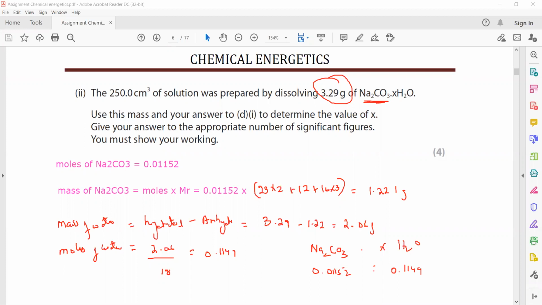When you divide by the smallest value, the ratio will come out as 1 is to 9.98, or approximately 10. So the simplest ratio is 1 is to 10. So if we have 1 mole of sodium carbonate, we will have x moles, 10 moles of water. So what is the value of x? The value of x is equal to 10.